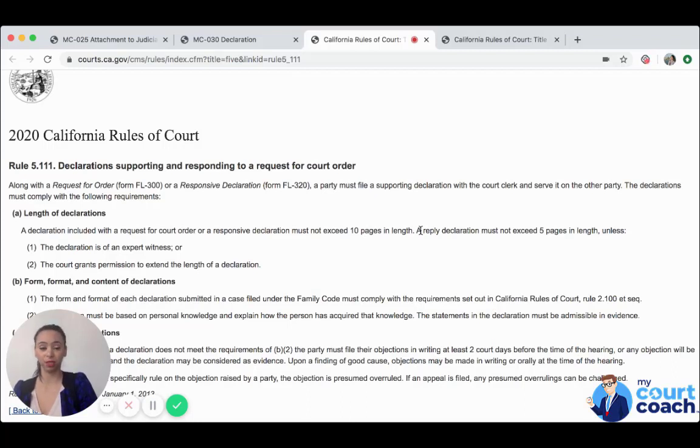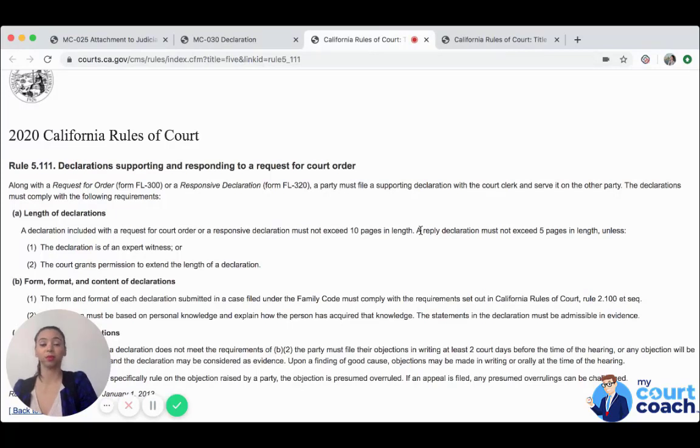So that declaration is typically filed 5 court days before your hearing, and you essentially have the last say. So the other party can't file a responsive declaration, although it does happen, but they are not supposed to file a reply declaration, and you can always ask the court to strike that reply declaration because responding parties do not have a right to reply to your reply. There's no rules of court that support that.